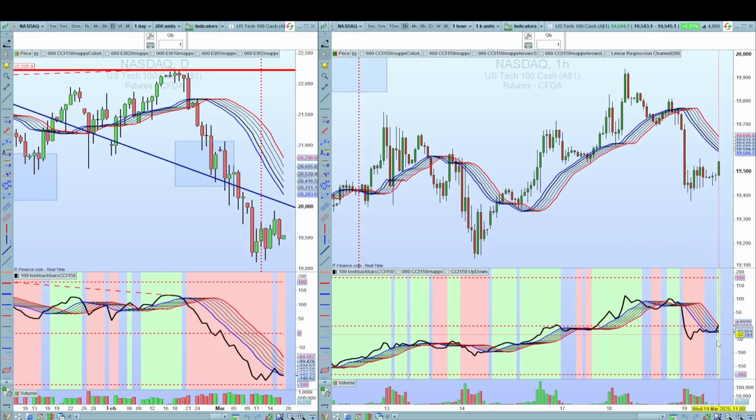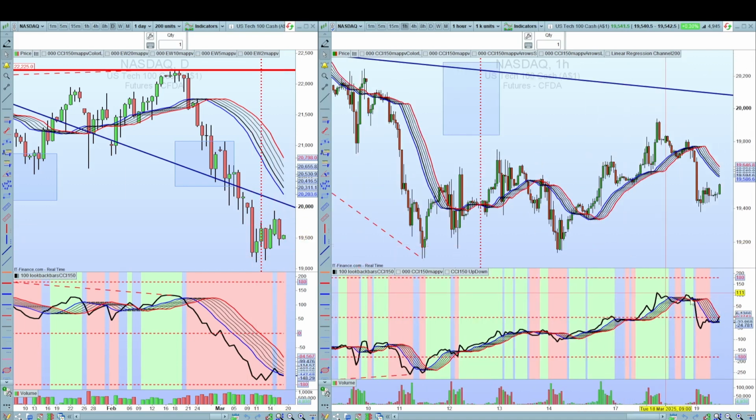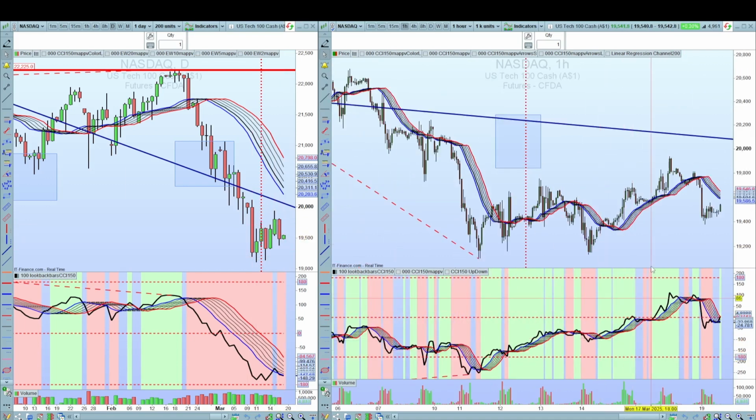Currently bullish movement on the hourly, but again, bullish on the CCI at least, but not on the price. The price is still below the moving averages. And we did have a bit of a pullback during this period. Again, it coincides with that area there on the daily chart. So again, I don't see any divergence, any bearish divergence or bullish divergence.